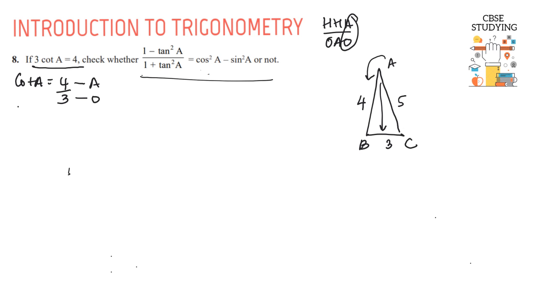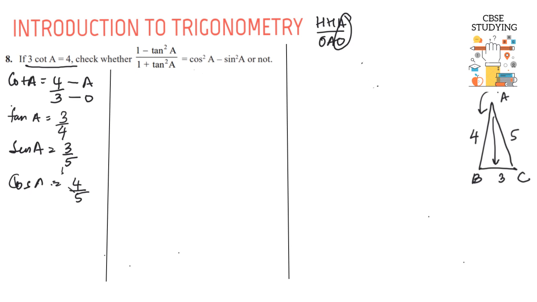We can straight away write that tan A is equal to 3 by 4, right? And sin A is equal to opposite by hypotenuse. So sin A is equal to 3 by 5, and cos A will be equal to 4 by 5. So we have all our measurements. Now the only thing we have to do is left hand side and right hand side. Let me clear the board a little bit so that we can solve the left hand side and right hand side simultaneously.